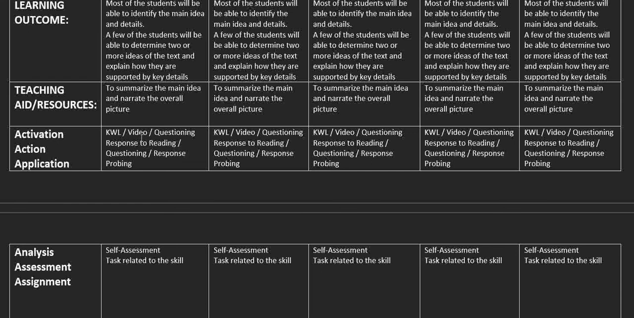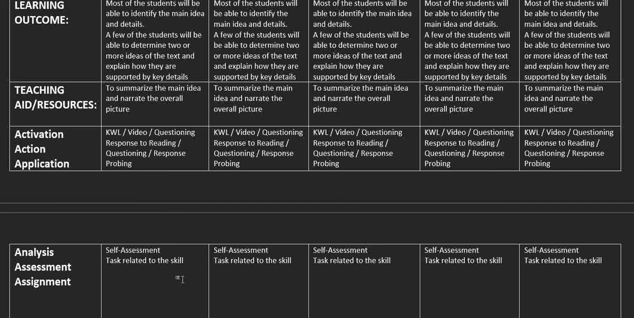In certain cases, the lesson will begin with the video. In certain cases, it will begin with just questioning and writing of the KWL. The action that is expected of you is to read and respond to the text, or when the teacher questions you or probes further, you should be able to respond accordingly. So, questioning and probing. And then it is expected that you should be able to write an answer, respond to the questions that are asked in class, and when written work is done, you should be able to self-assess using the rubrics, and the tasks related to the skills will be assigned to you.